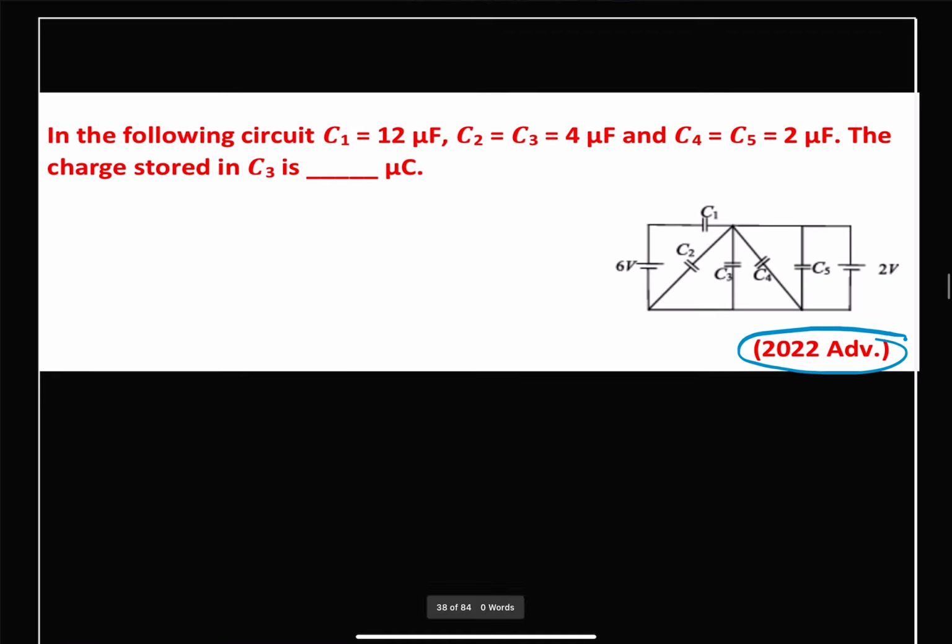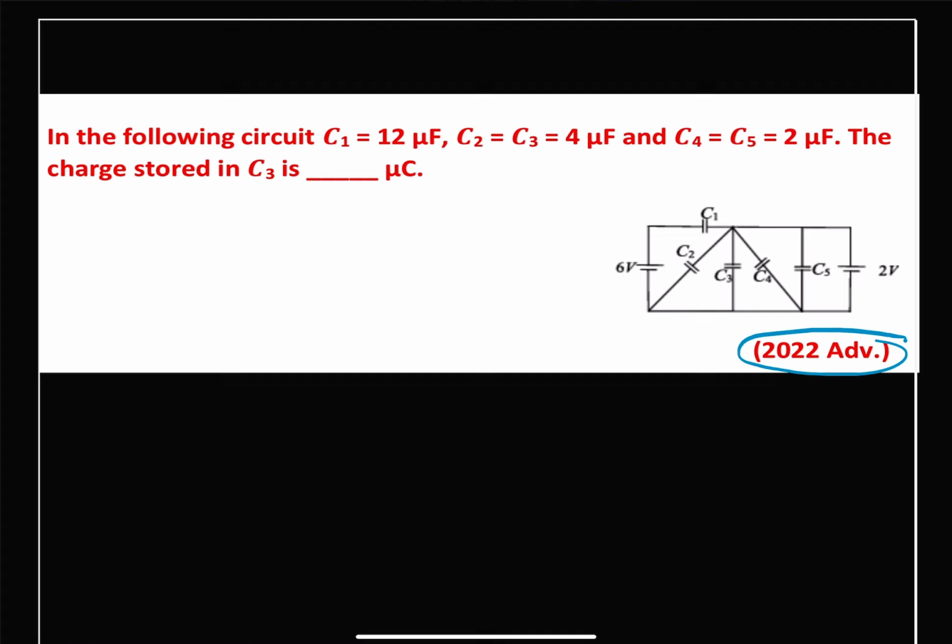So in the first advanced question, it states that in the following circuit, C1 is 12, C2 and C3 are the same, which is 4, and C4 and C5 are the same, that is 2 microfarad. The charge stored in C3 is dash. Basic circuit is given to us. We have two voltage sources, 6 and 2 volt, and C1, C2, C3, C4 are connected in the circuit. So we have to find out the charge stored in C3, which is this capacitor.